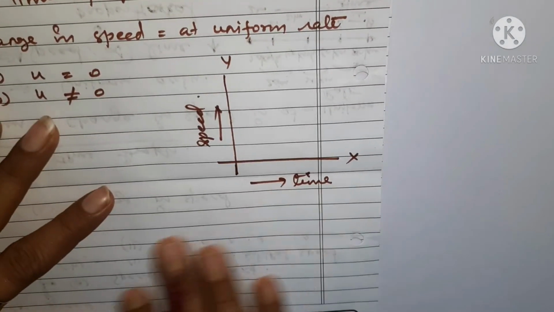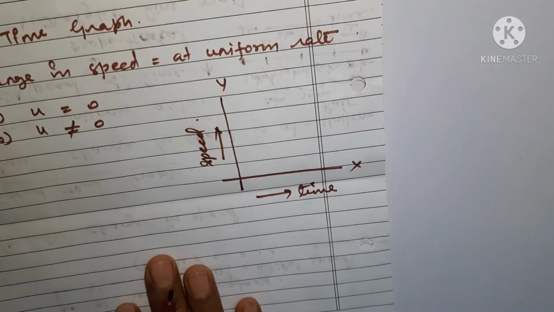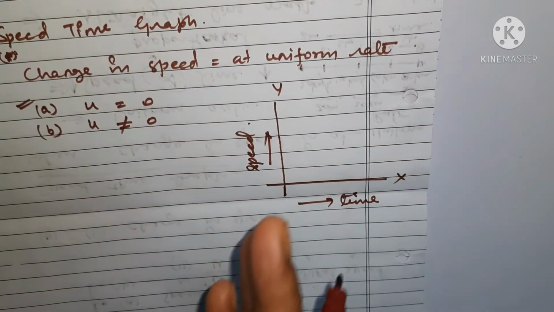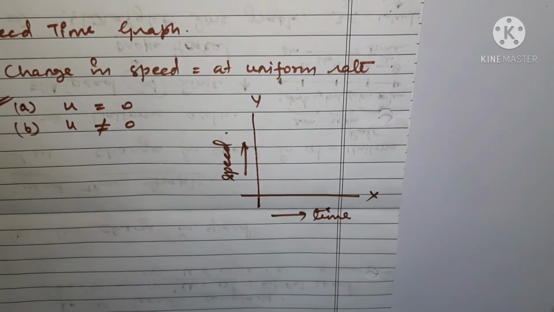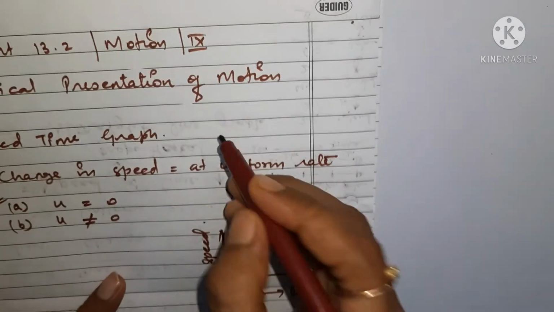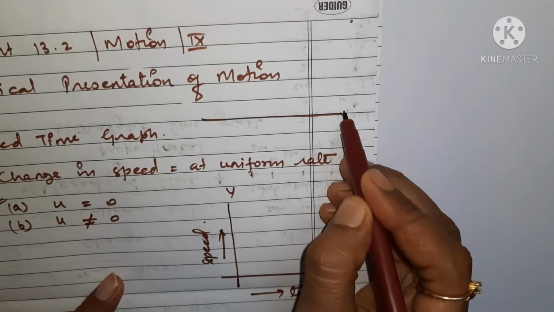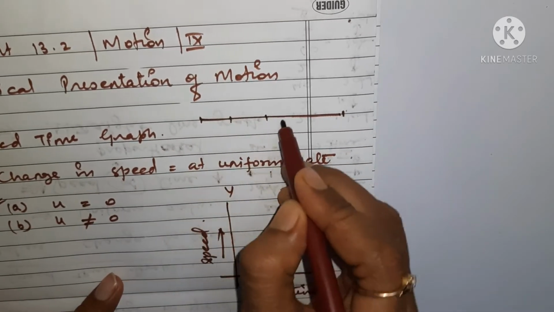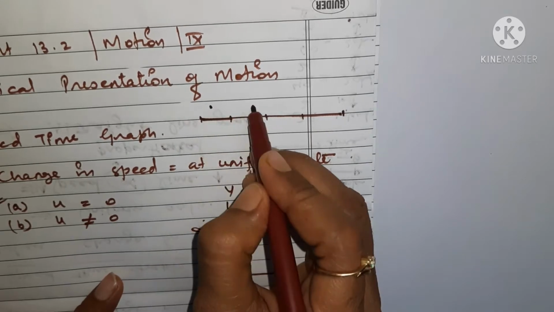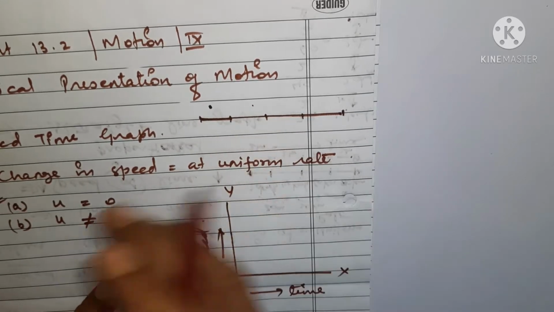Now you can see that the change in speed is uniform. That means there is an equal amount of change in speed in equal intervals of time. If you create slots in time, then at equal intervals you will get an equal amount of change in speed.